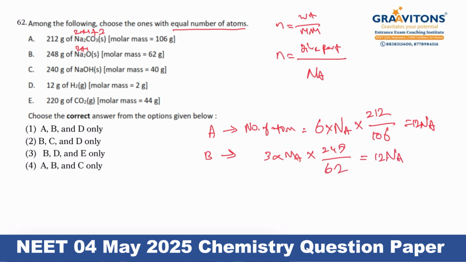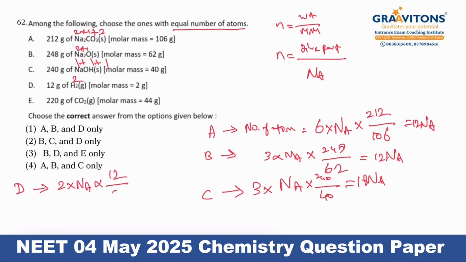And similarly for C, how many atoms do we have totally? 1 plus 1, totally 3. So 3 into Na into 240 divided by 40, which is equal to 18 Na. And if you work out for D, how many atoms do we have? 2 atoms here, very directly. So 2 into Na into given weight divided by molar mass, and you will get 12 Na. And for E, we have 1 plus 2, totally 3 atoms, 3 into Na into 220 divided by 44, which is equal to 15 Na.